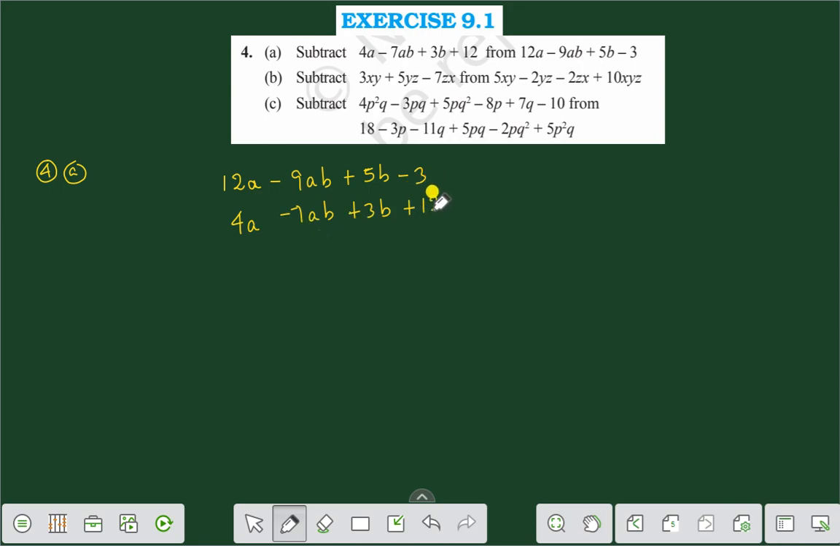Since you have to subtract this one from above, we have to change the signs. Plus sign will change into minus. This plus sign will change into minus. The minus sign will change into plus. And this plus sign will change into minus. Therefore, minus 3 minus 12 is minus 15.